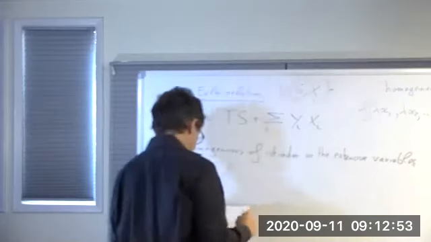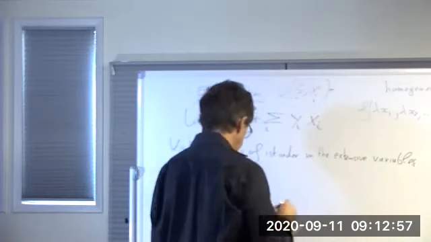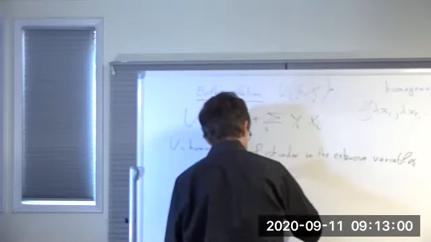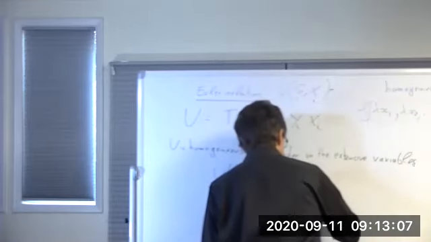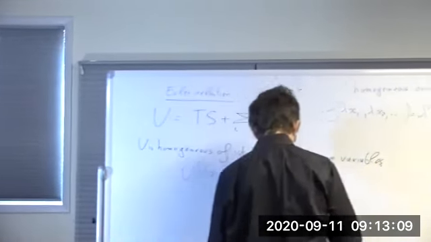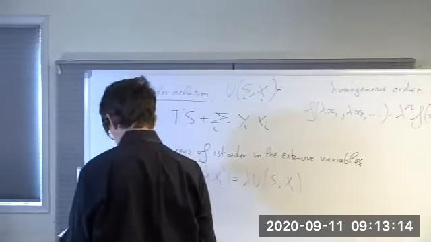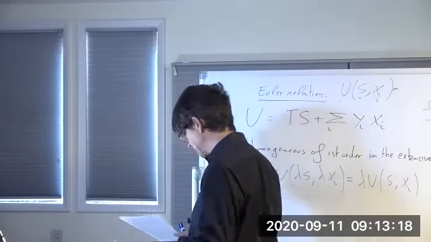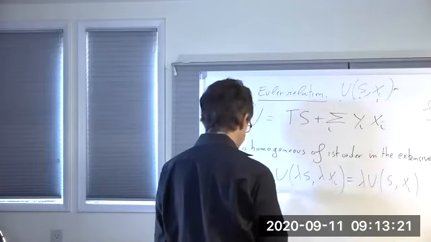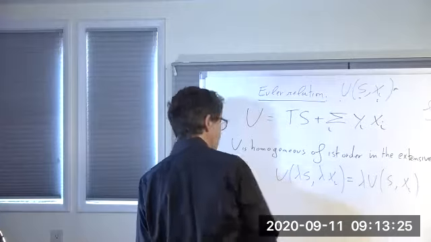I'm going to write down the homogeneity condition. So this has to be equal to lambda U times the original function. So if you believe that, it's kind of easy to prove the Euler relation. So I'm going to take the derivative with respect to lambda here. So I'm going to take d lambda on both sides.